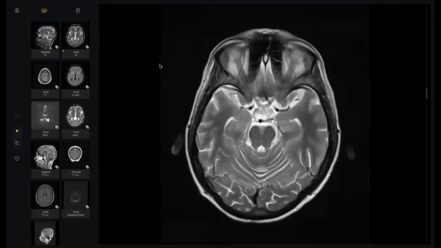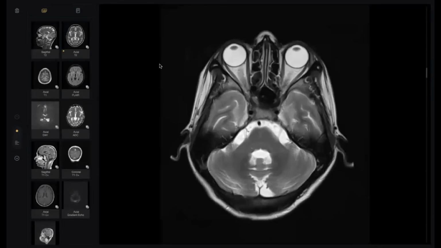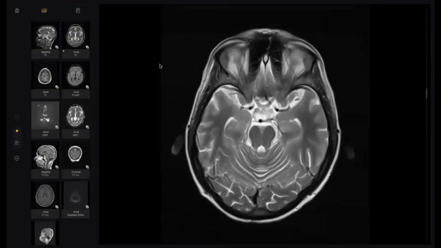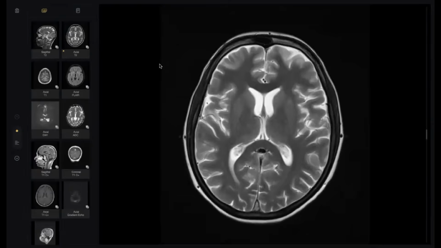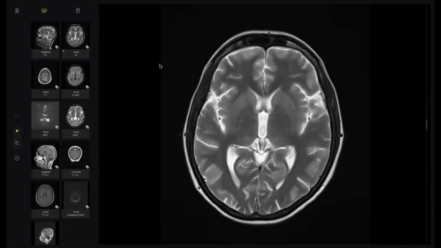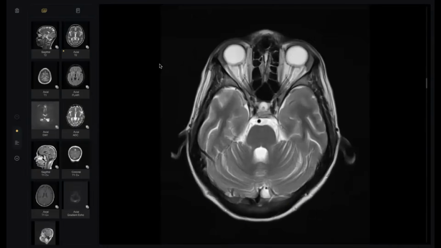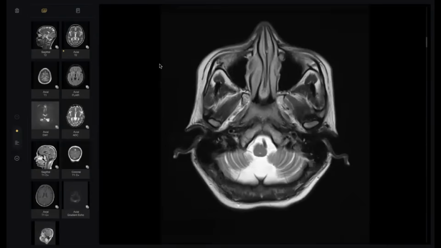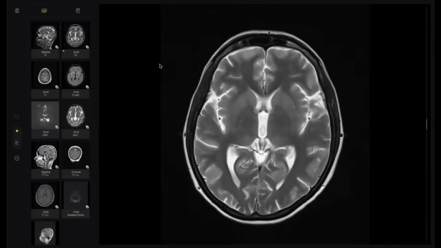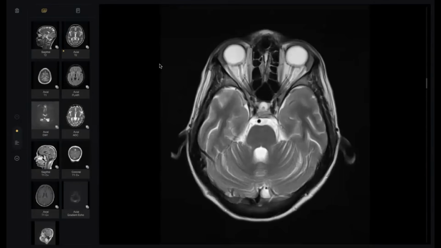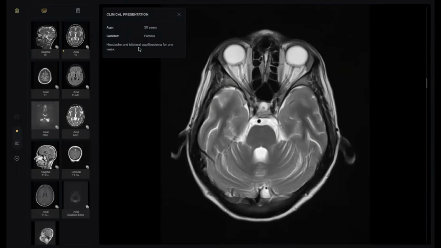I would also advise CT venography. Are you worried about something else? I cannot find... There is no cerebral herniation, and I cannot find any abnormal signals. So I would like to see further sequences.